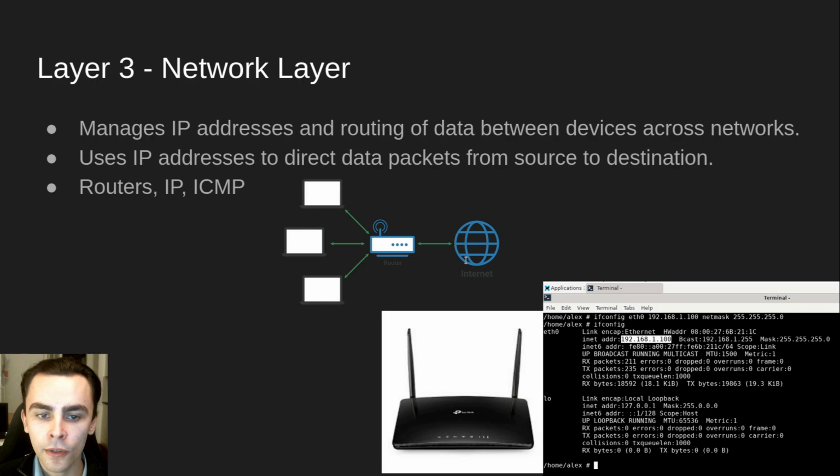Whenever a router or a destination host encounters a problem delivering an IP package, it will use a protocol known as ICMP, which means Internet Control Message Protocol, to send an error message back to the source host.